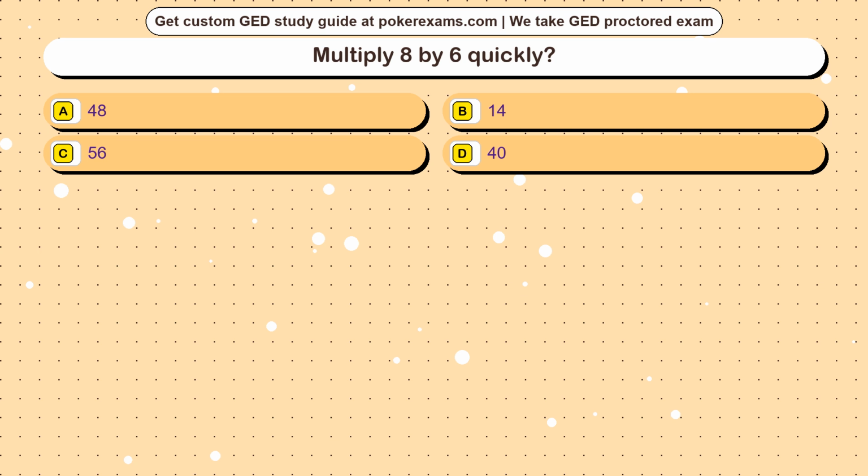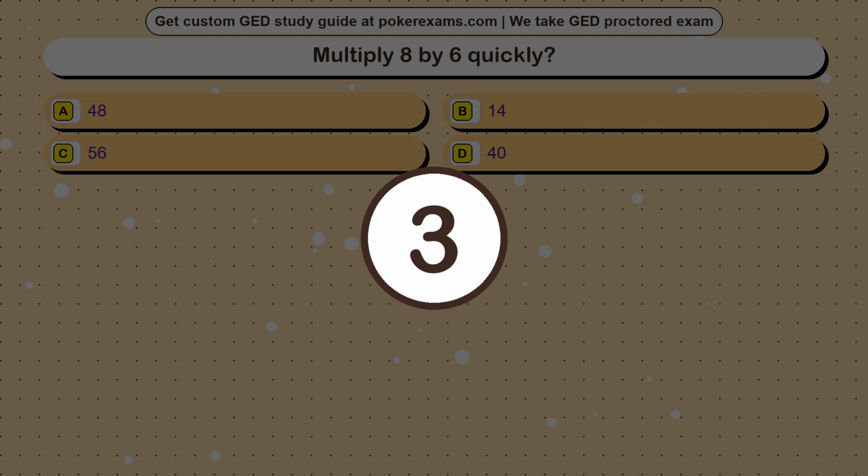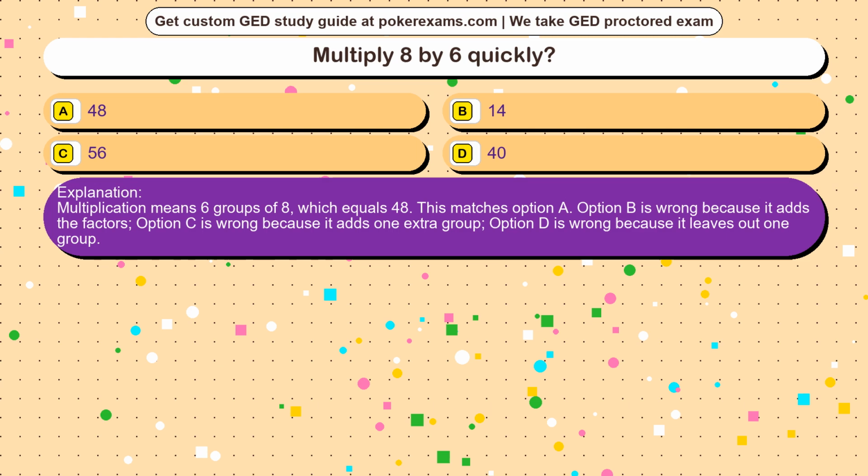Question 11. Multiply 8 by 6 quickly. Option A 48. Option B 14. Option C 56. Option D 40. The correct answer is option A. Multiplication means 6 groups of 8, which equals 48.